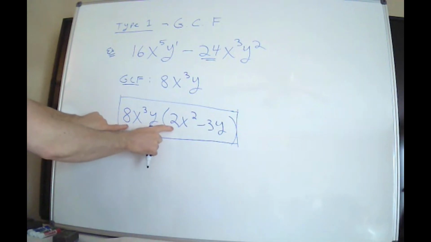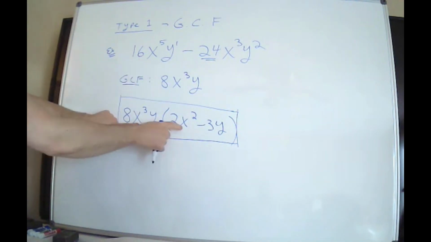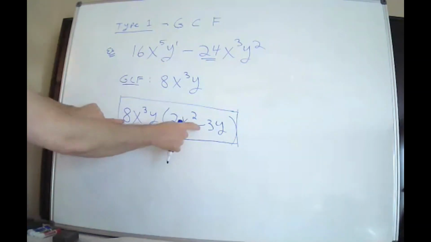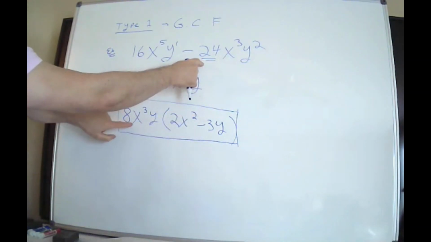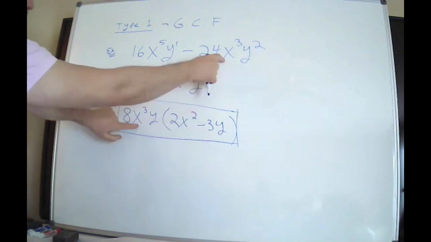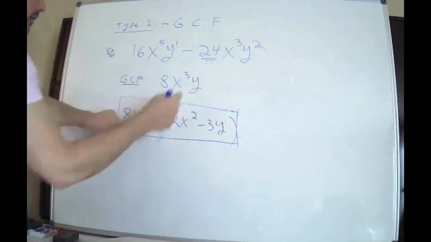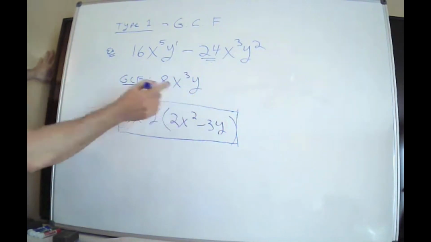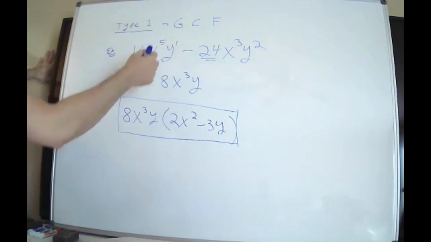Now check, look. 8 times 2, 16. x3 times x2, x5. And the y goes along for the ride. 8 times -3, -24. x3 goes along for the ride. y times y, y squared. So when you multiply it out, you get the same thing you started with.